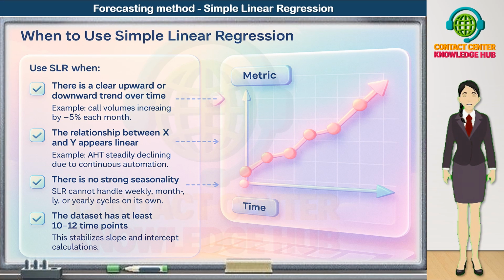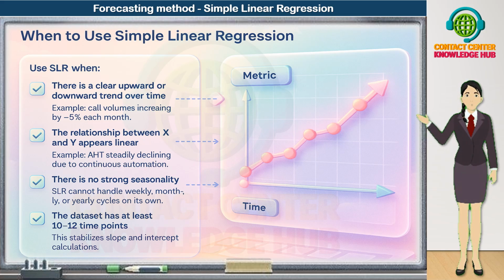Now let's understand when simple linear regression is the right forecasting method to use. You should use SLR when a few clear conditions are met. First, there must be a consistent upward or downward trend over time. For example, if call volumes are increasing by around a fixed amount every month, SLR is a suitable choice. Second, the relationship between the independent variable, X, and the dependent variable, Y, should appear linear. A simple example is average handle time steadily declining as automation improves processes.